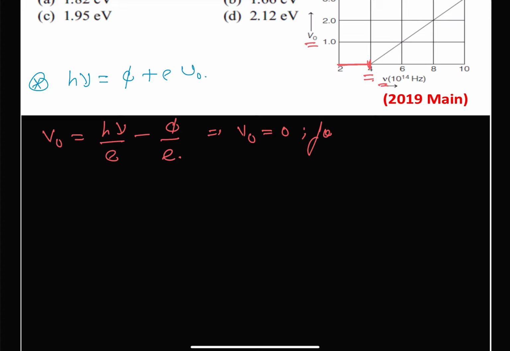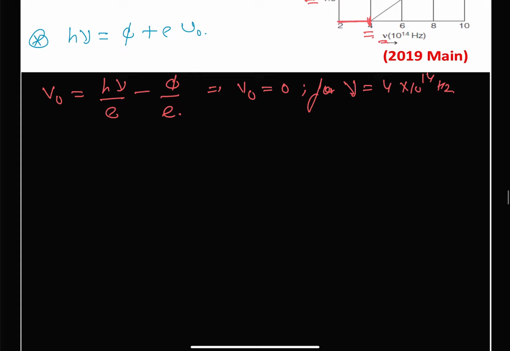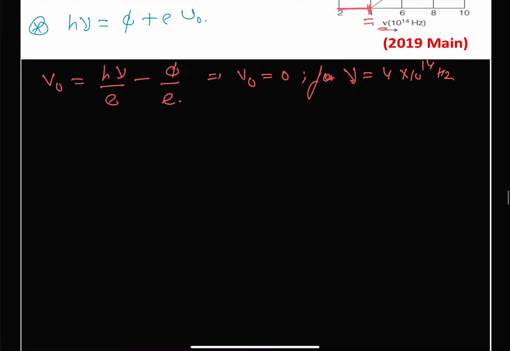for nu is equal to 4 into 10 to the power 14 hertz. So we can just substitute it. We get our stopping potential is 0, and this is h nu upon E minus phi upon E. This gives us that our phi is equal to h times nu, and we already know all these values.